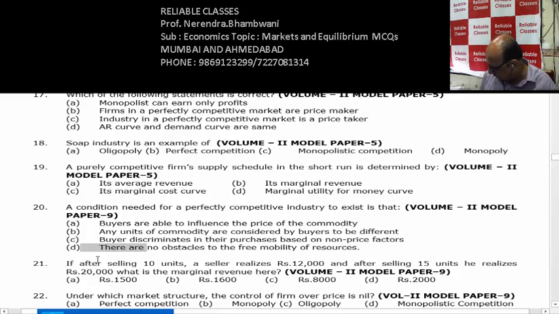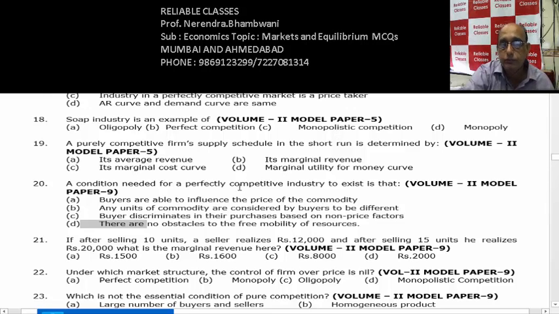There are no obstacles in the free mobility of resources. Resources can move from one industry to another industry. There is absolutely no problem in that. Okay.